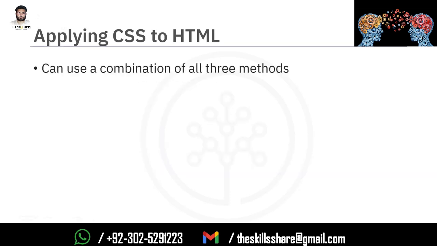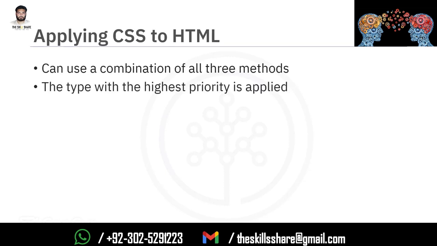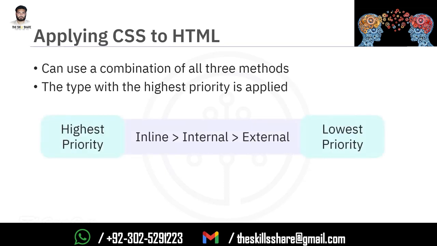While it's not recommended, it is possible to use a combination of all three ways. In this case, if more than one CSS method points to an element, the type with the highest priority will override the others and be applied to that element. The order of precedence for CSS styles is inline CSS, which has a higher priority than internal CSS, which in turn has a higher priority than external CSS.